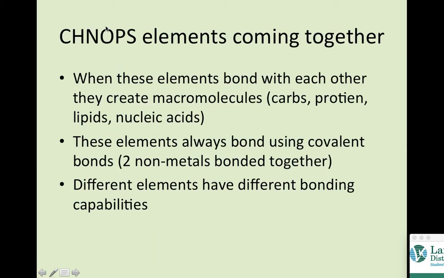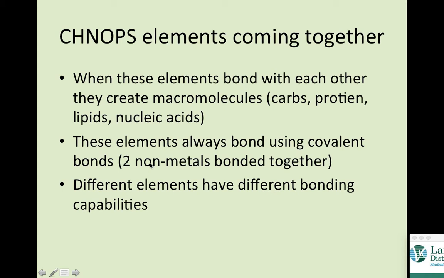When these 6 elements come together, or bond with each other, they create macromolecules, and those are the carbs, proteins, lipids, and nucleic acids. All those ones that I talked about in the first video are made up of these elements. Now, these elements always bond using covalent bonds.